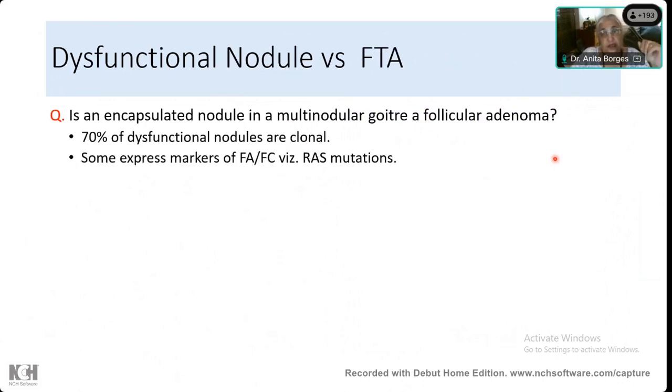All right. Why? Because 70% of dysfunctional nodules are clonal. And will somebody want to tell me what is the meaning of clonal? Anybody wants to take that question? Swati, what is the meaning of clonal? What is the meaning of clonal, Swati?